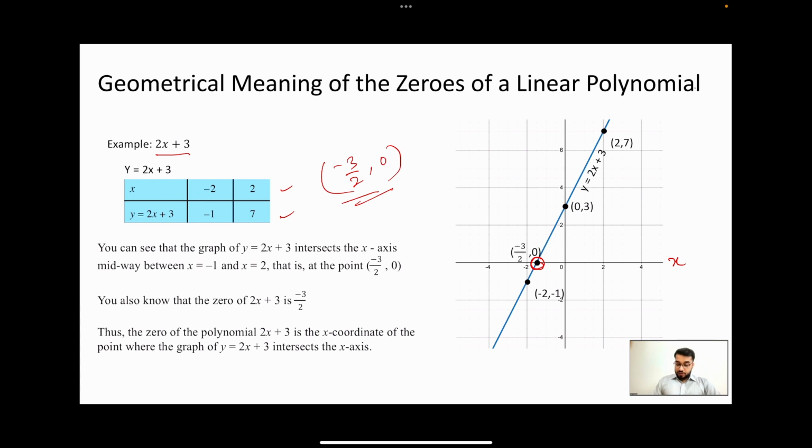And in the previous slide, we saw that minus 3 by 2 comma 0 is also the zero of this linear polynomial equation. So thus we can say that the zeros of the polynomial are the coordinates where the graph intersects the x-axis. So this is the proof for it. See the last line: thus the zero of the polynomial 2x plus 3 is the x coordinate of the point where the graph y is equal to 2x plus 3 intersects the x-axis. It is pretty simple for a linear polynomial.